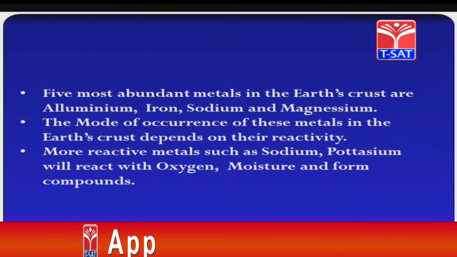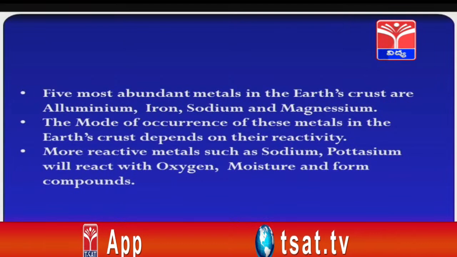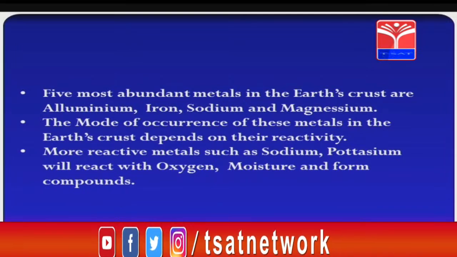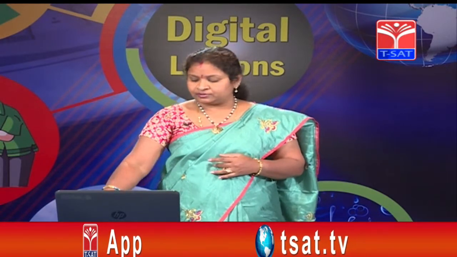The mode of occurrence of these metals in the earth's crust depends upon their reactivity. Most reactive metals such as sodium and potassium will react with oxygen and moisture and form compounds. So, more reactive elements are found in the form of minerals which are mostly combined with oxygen or sulfur. So, let us see the abundance of the metals which are found in the earth's crust.